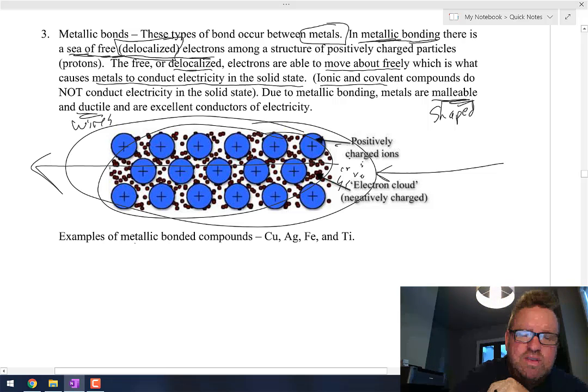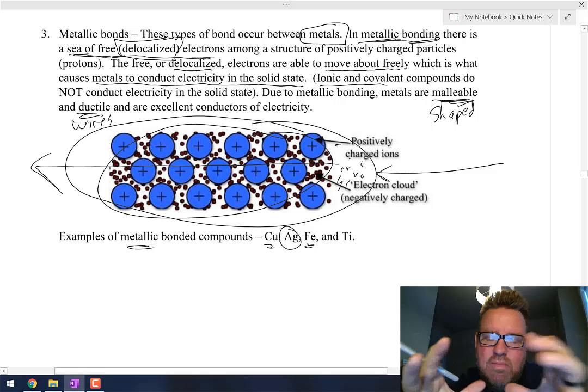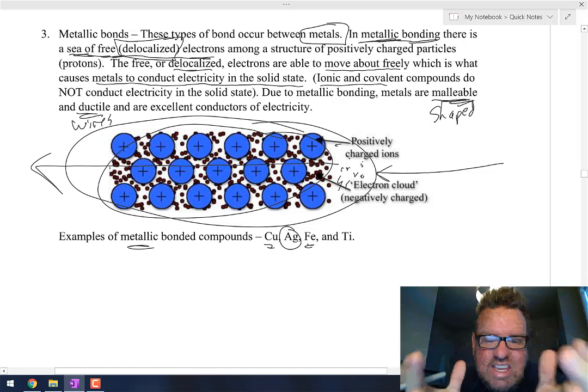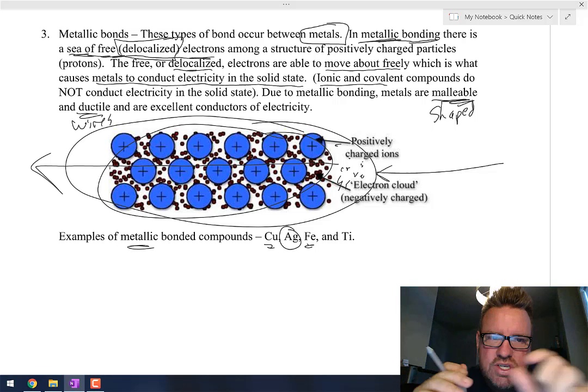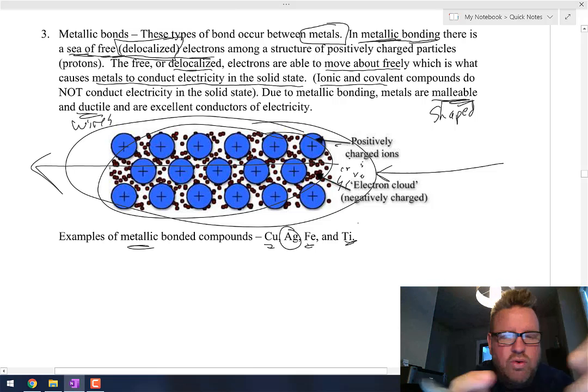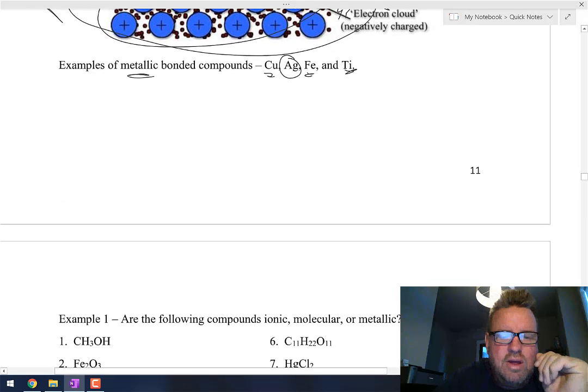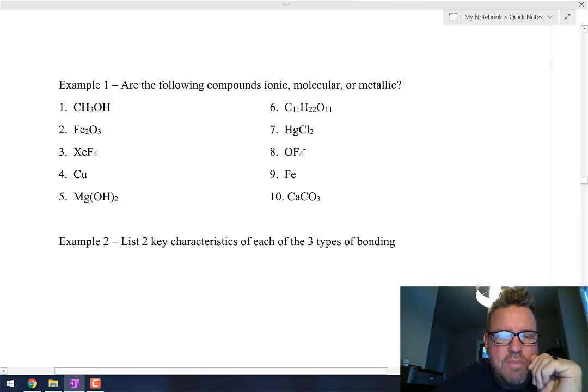So some of the different types of metallic bonds you'll see, obviously copper wire, some silver, iron. Iron can be used to make what are called alloys, like steel is an alloy, which is a little bit different from a bond, and then certainly titanium or gold or really any type of metal can form metallic bonding. Okay, so let's look at a couple of examples here.